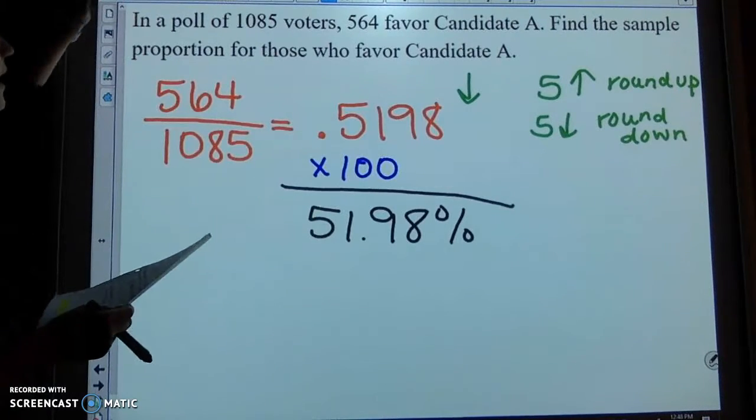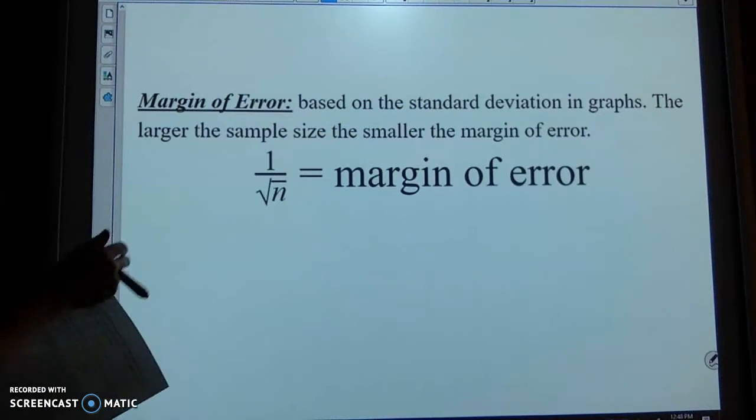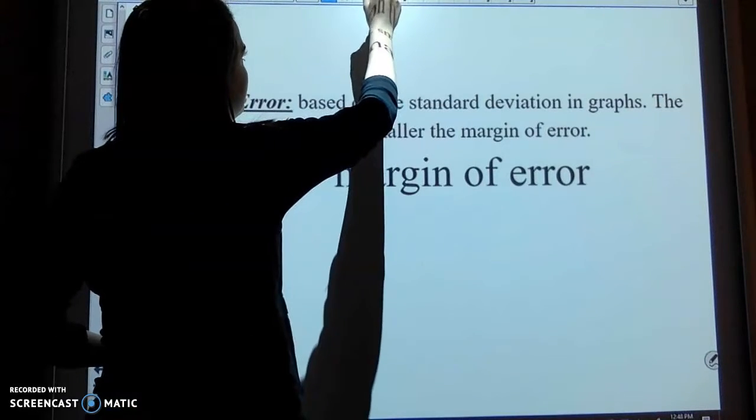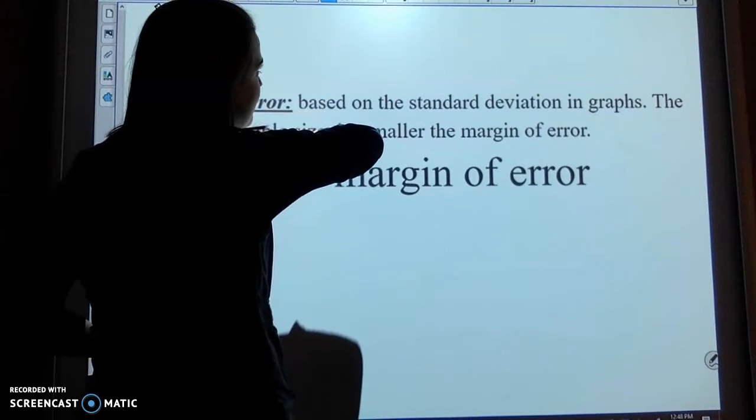All right, so the next thing we have to do is talk about margin of error. So let me get my highlighter out. Maybe not. I don't remember which one the highlighter is.